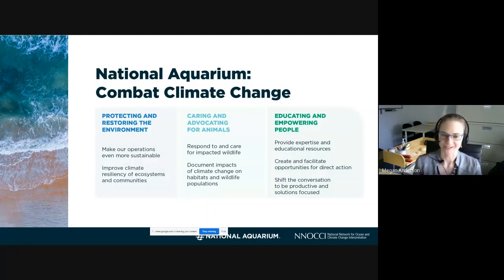I've got to, of course, mention that at the National Aquarium we do have a conservation action plan. I don't know how much Laura Banky has mentioned it. One of the three main goals is to combat climate change. Within that goal, we are combating climate change through three different areas of thinking about how we can protect and restore the environment, caring and advocating for animals both in our care and out in our oceans, and educating and empowering people to understand what's going on, shift the conversation, and be part of the solution.